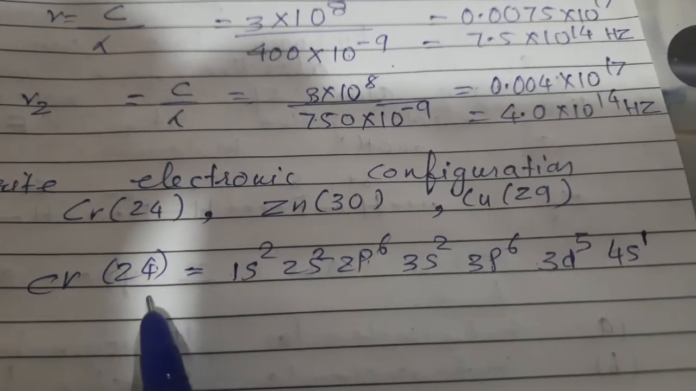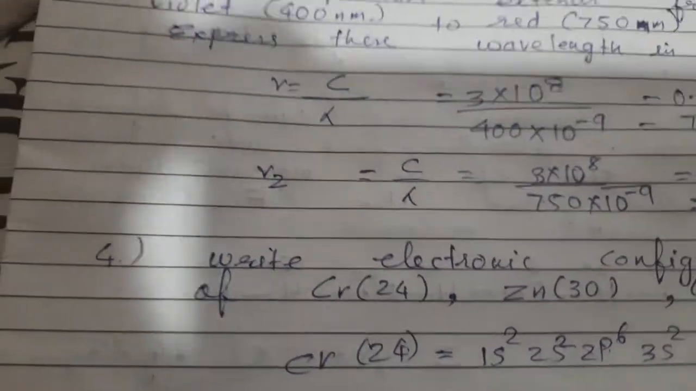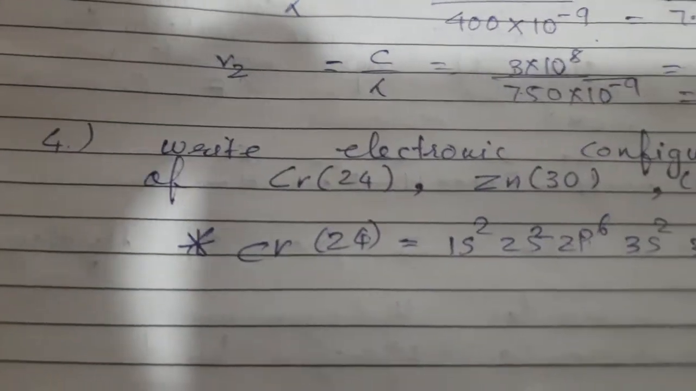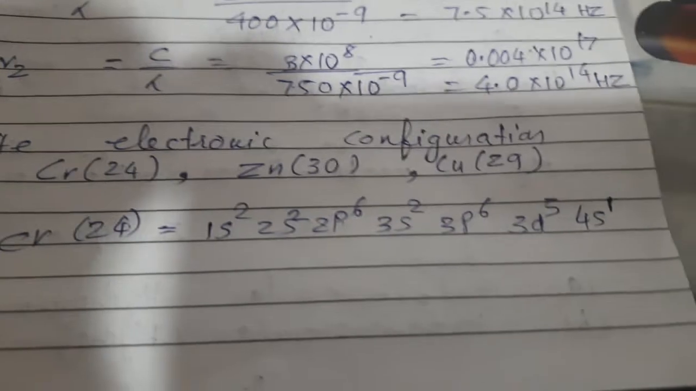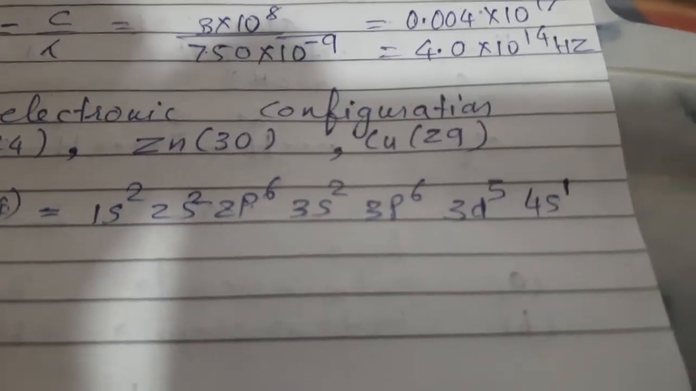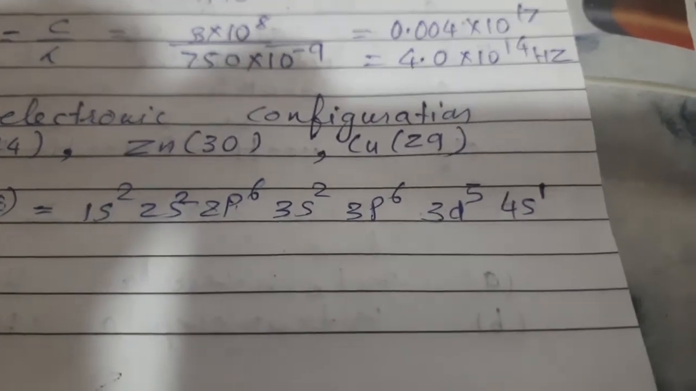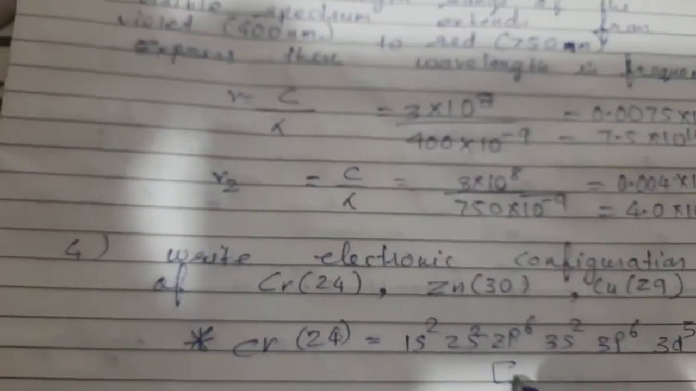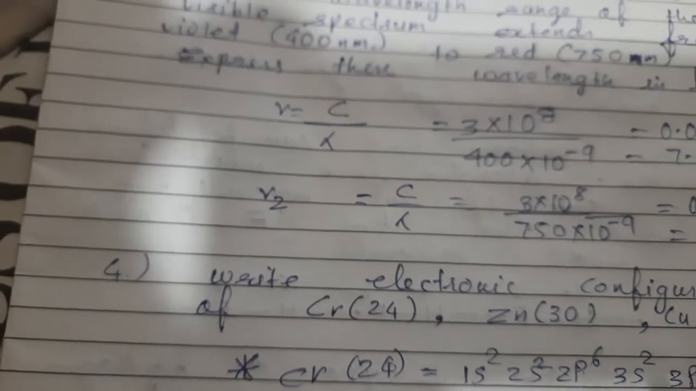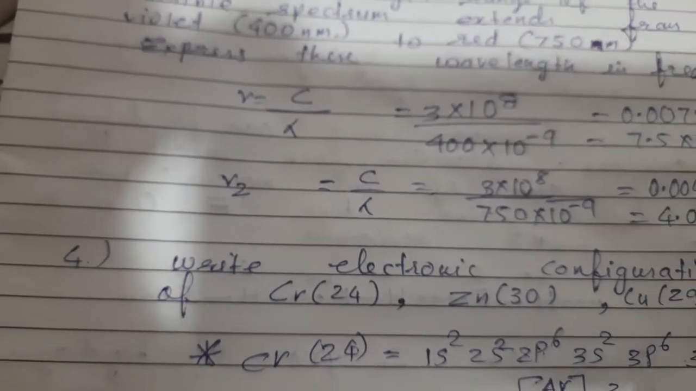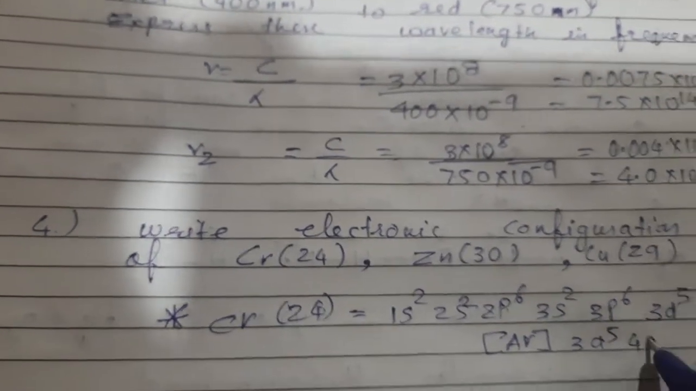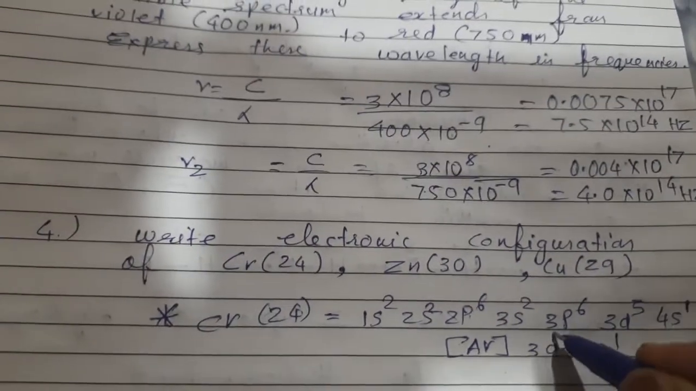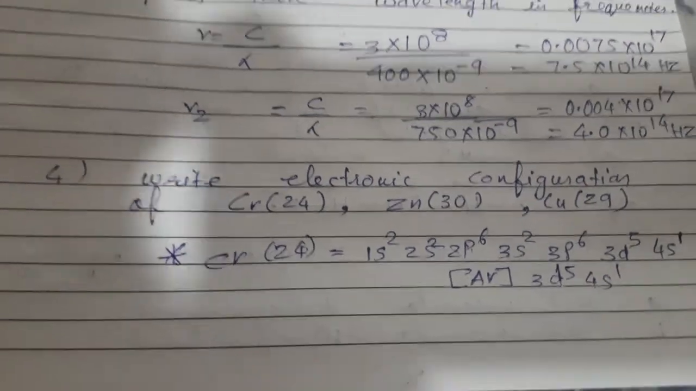So it is the exceptional case, so we will write a star mark where we will fill the d orbital. Okay, so star mark chromium 24, 1s2, 2s2, 2p6, 3s2, 3p6, 3d5, 4s1. Or else we can also write it like this: argon, nearest inert gas, argon, that is 18, 3d5, 4s1. Clear? After writing this, we will write here zinc.